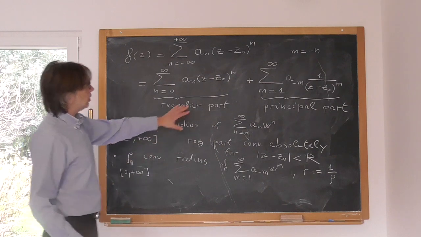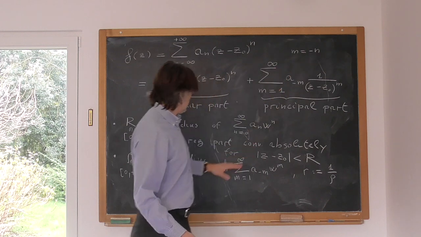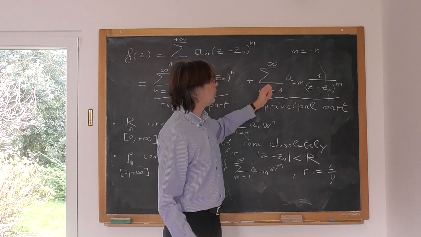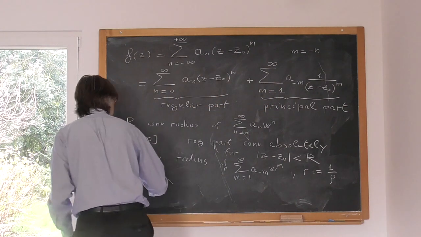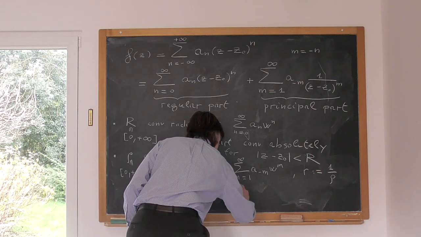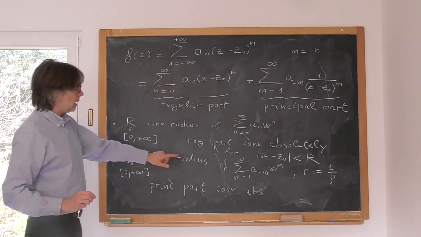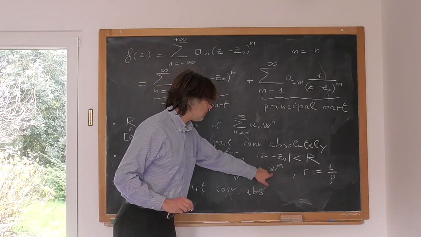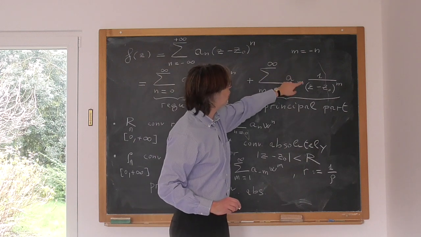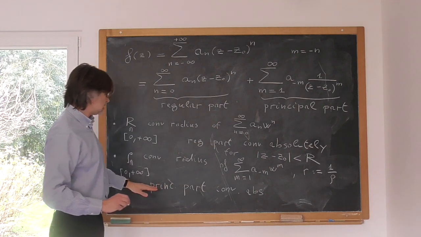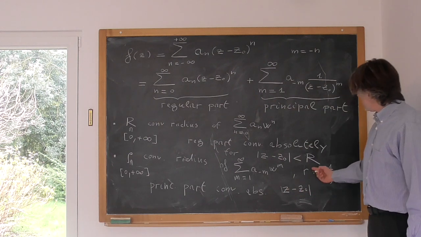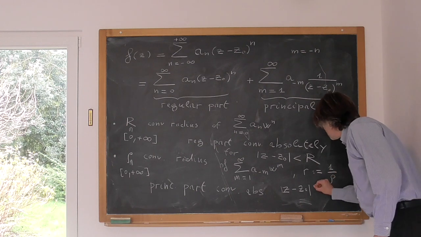And then we can notice that our principal part is the composition of this power series with the map sending z into 1 over z minus z0. And because of this, we obtain that the principal part converges absolutely. So this series here converges absolutely when w in absolute value is strictly less than rho. But here now w is 1 over z minus z0. So it means that this converges absolutely when z minus z0 is bigger than 1 over rho, and 1 over rho is precisely r.